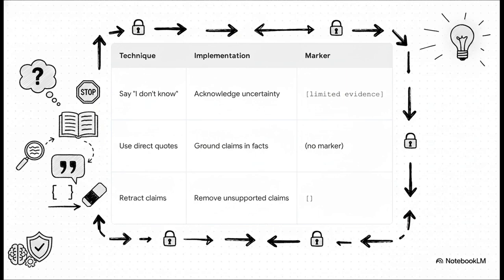And they built this in using 3 really clever techniques. First, they actually let the AI say, I don't know. If it's not sure, it just drops in a little limited evidence marker. Second, and this is huge, they force it to ground its claims by using direct quotes from the source data. And third, if the AI makes a claim and then realizes, oops, I can't actually back this up, it's programmed to retract it, leaving behind these empty square brackets as a little flag for the human reviewer.